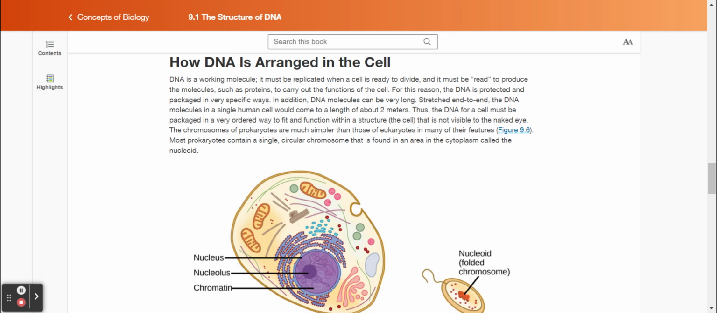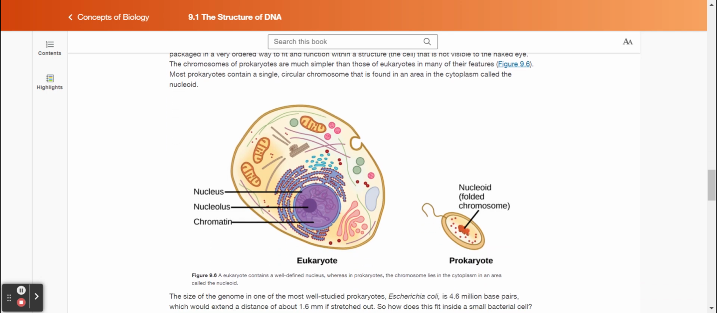The chromosomes of prokaryotes are much simpler than those of eukaryotes in many of their features. Most prokaryotes contain a single circular chromosome that is found in an area in the cytoplasm called the nucleoid. Figure 9.6. A eukaryote contains a well-defined nucleus, whereas in prokaryotes, the chromosome lies in the cytoplasm in an area called the nucleoid.